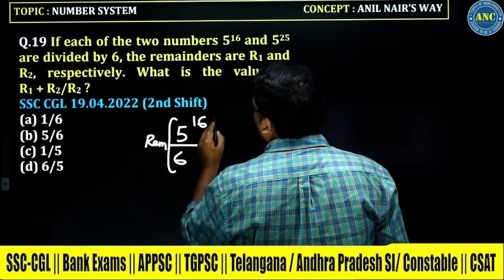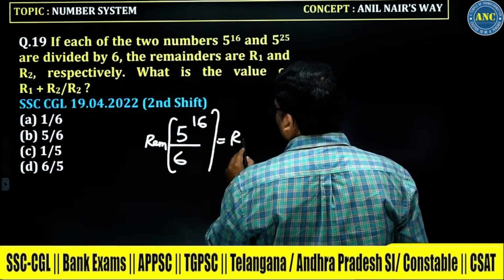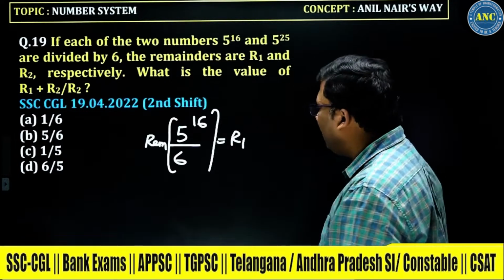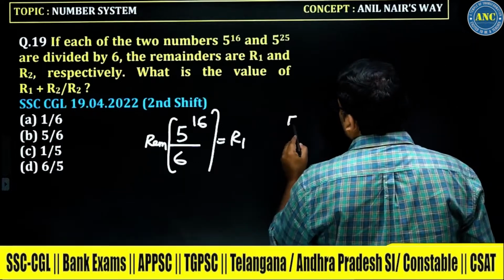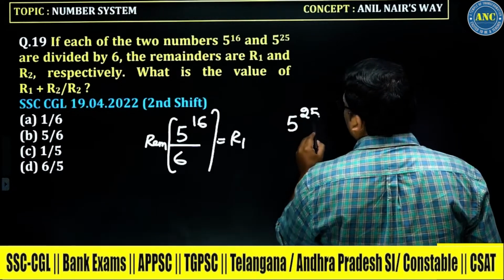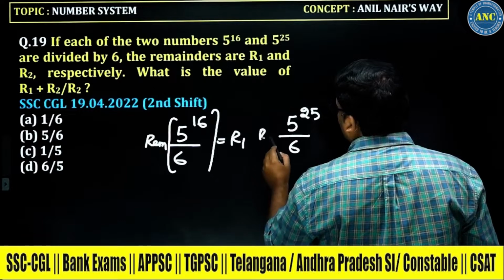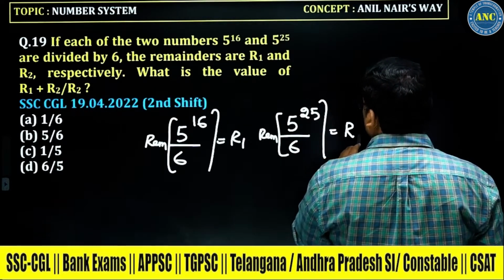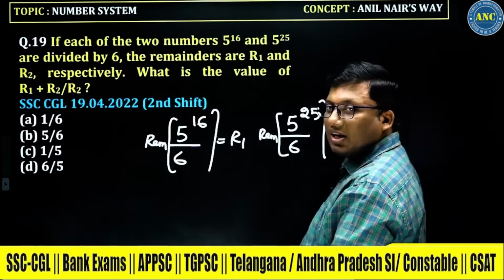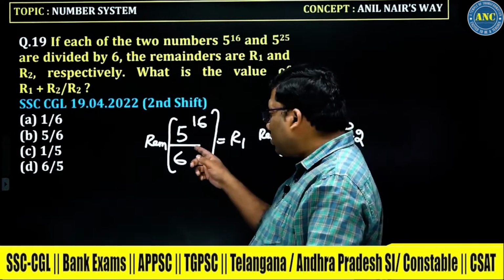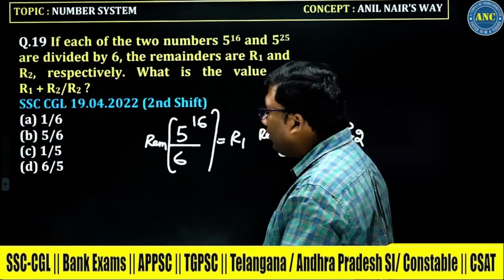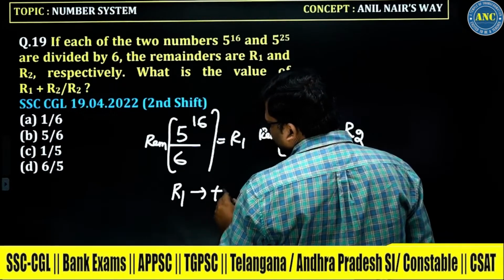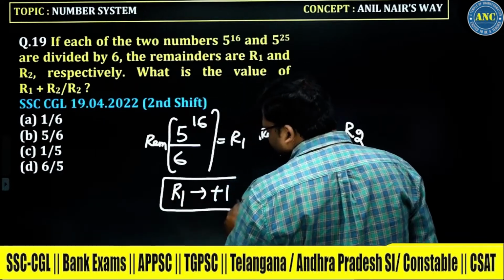That remainder, we are calling it R1. The remainder when 5 power 16 is divided by 6. There is another number, 5 power 25. When divided by 6, I got another remainder, which I am calling R2. What will be the R1 value? 6 ones are 6, negative remainder minus 1. Minus 1 power even is plus 1. So R1 is plus 1.